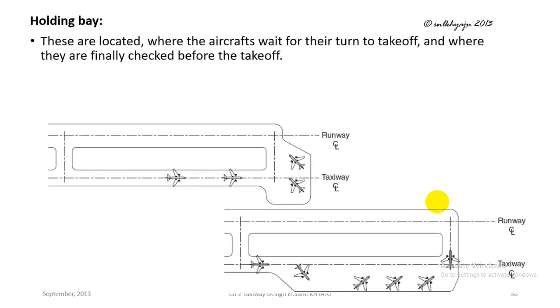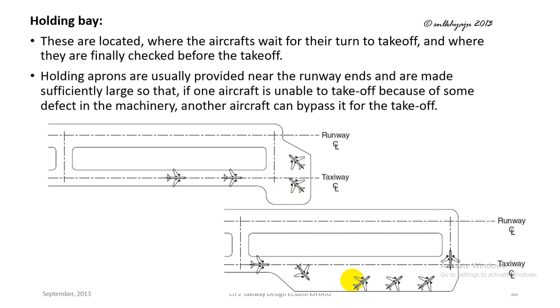Holding bay. These are located where the aircraft wait for their turn to take off and where they are finally checked before the takeoff. And these are the holding bays shown in figure that are waiting their turn to take off. Holding aprons are usually provided near the runway ends and are made sufficiently large so that if one aircraft is unable to take off because of some defect in the machinery, another aircraft can bypass it for the takeoff.